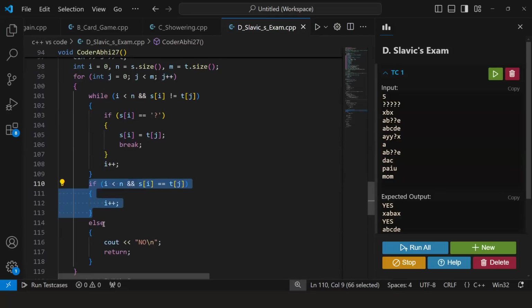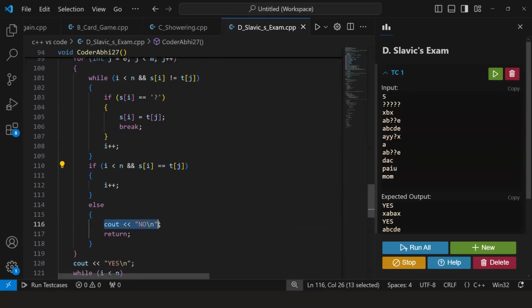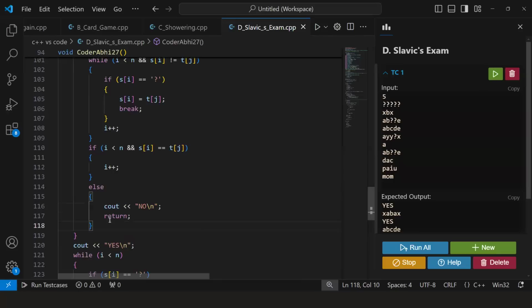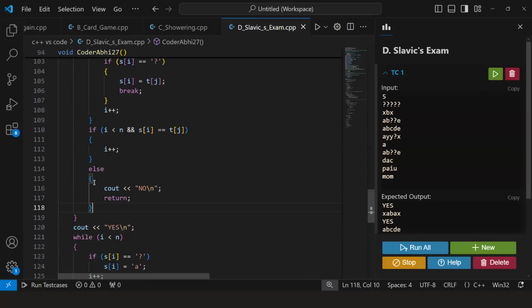So this is satisfied. Otherwise, if I has moved to N, so we have moved to the end of my string, and still we are not able to satisfy this condition, or we are not able to traverse the whole T, then we would print no and return. At that time only, we would say no, we cannot do this. So in this for loop, if at some point you get the else condition, you would print no and return out. If not, then we would say that yes, we are able to cover it.